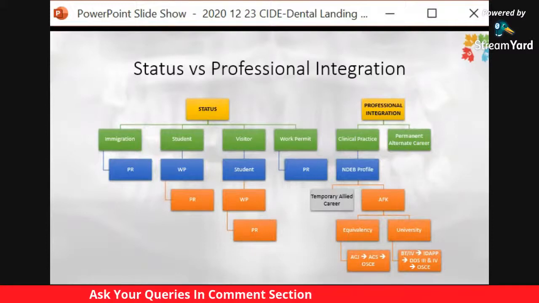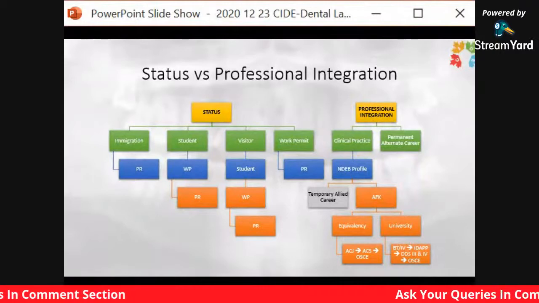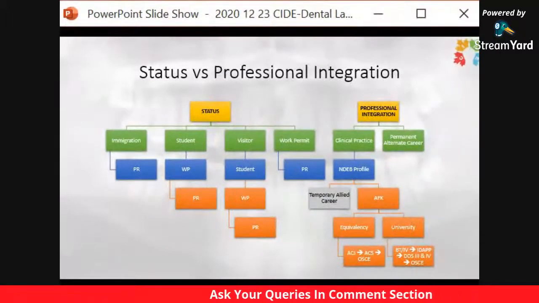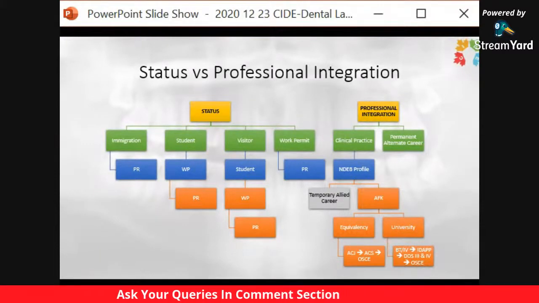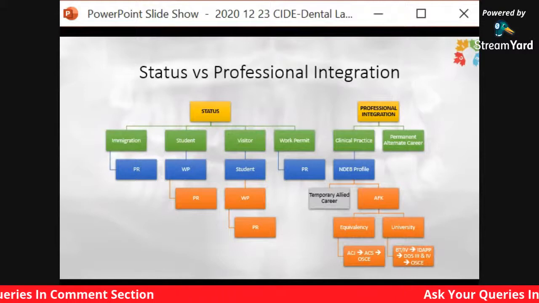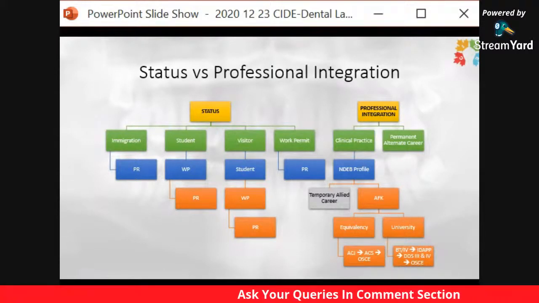Immigration. Then we have a student, visitor, and work permit. So you can be in Canada in one of these four categories.